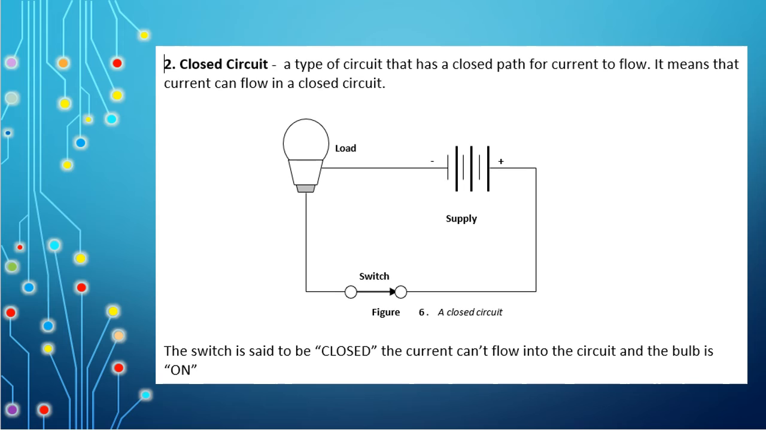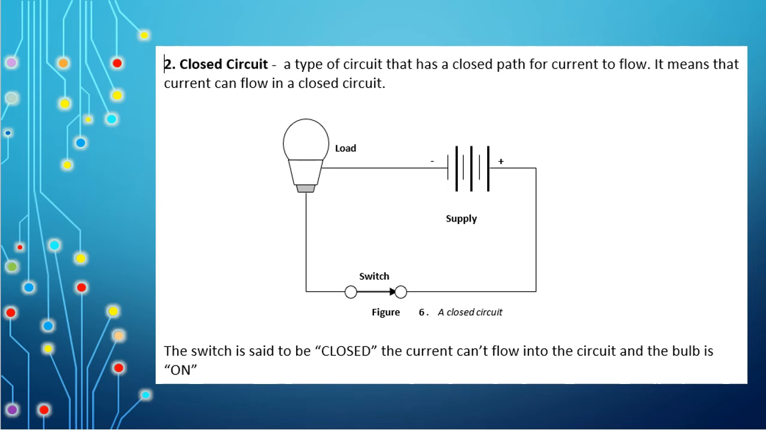Then for closed circuit, this is a type of circuit that has a closed path for current to flow. It means that current can flow in a closed circuit. So the switch is said to be closed, the current can flow into the circuit, and the bulb is on.